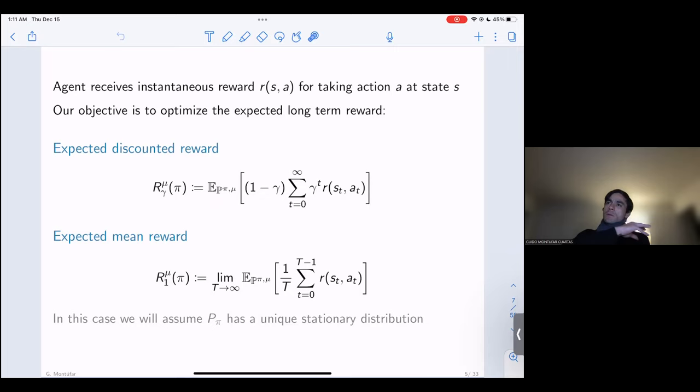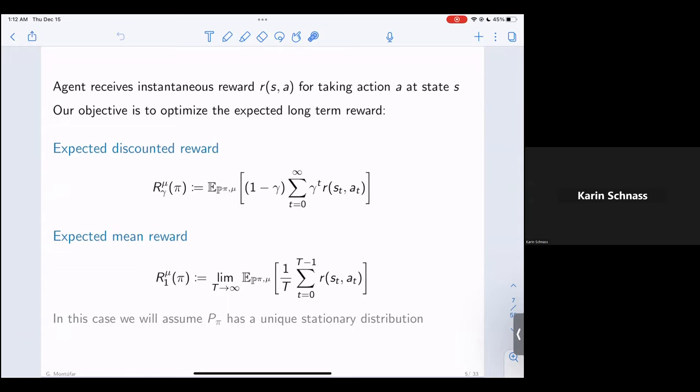If we're given an initial distribution over the states, and we fix our policy pi, this is going to generate a probability distribution over the trajectories, and we take the expectation with respect to that. In this definition, we have this discount factor, gamma to the power t, which is a number between 0 and 1, discounting the rewards into the future. It has the convenient property that this series will converge nicely. All right, so that's for the expected discounted case.